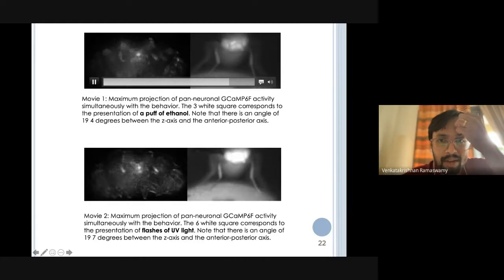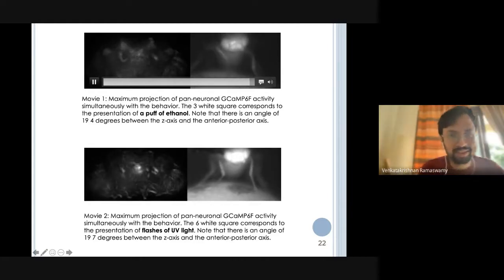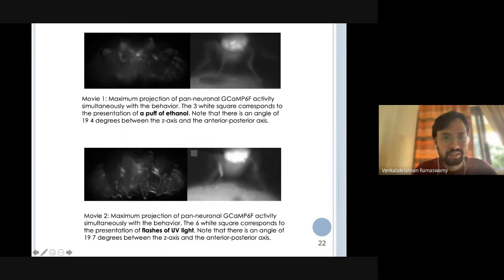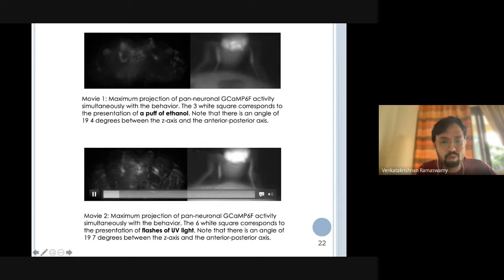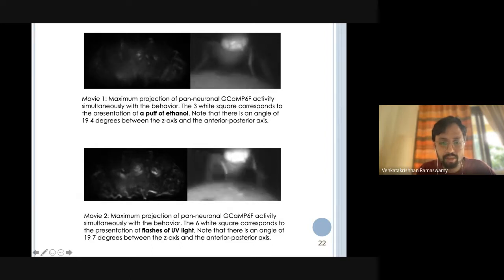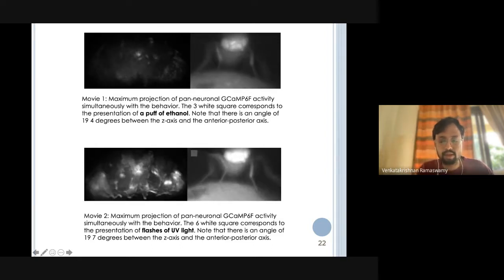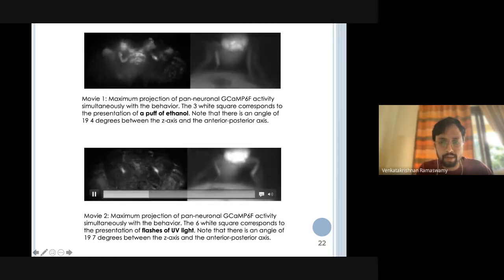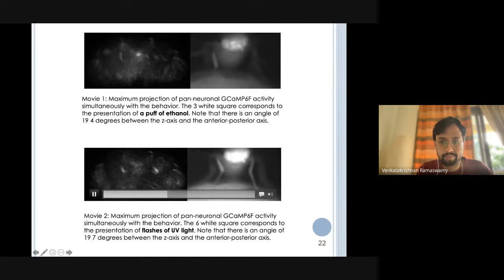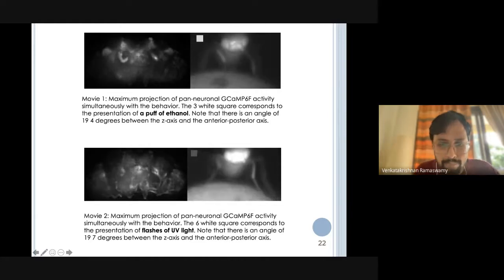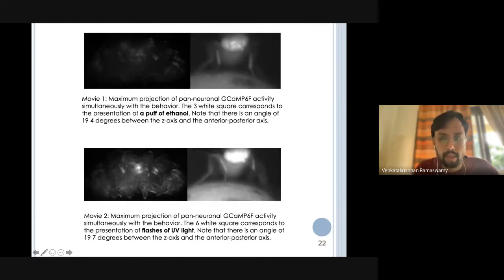So, and when it receives ethanol, a lot of neurons light up, right? And so it's just a demonstration, right? And likewise, the bottom movie is similar, but with flashes of UV light, which fruit flies can perceive, right? And when UV light is flashed, this square box is shown just for illustration. All right. Okay. So good.